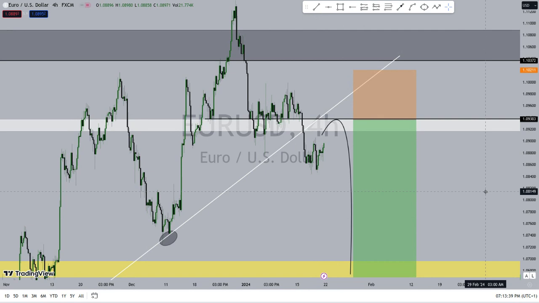I said this on my previous video, and now it is clearly giving us what we projected. So we just be patient and we'll see price come to retest about this region to short it to the downside. So that's that for EUR/USD.